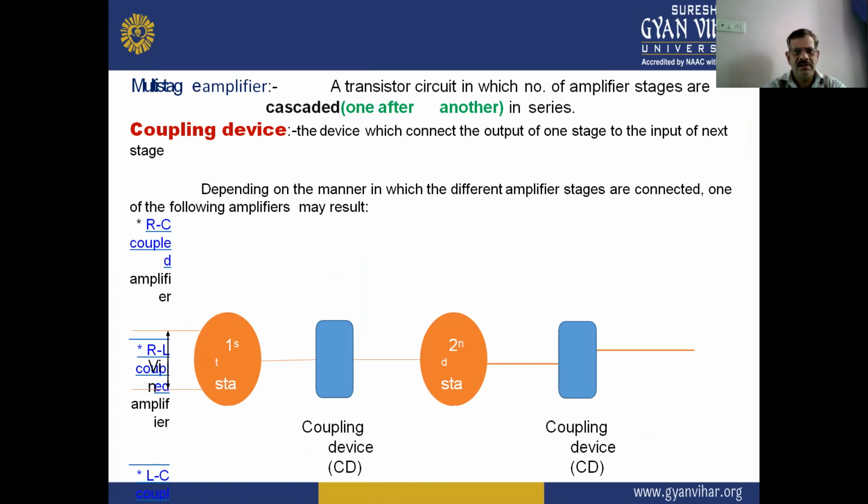Coupling device is the device which connects the output of one stage to the input of the next stage. Depending on the manner in which the different amplifier stages are connected, one of the following amplifiers may result: RC coupled amplifier and RL coupled amplifier. So between the first stage of the amplifier and the second stage of the amplifier, there is a coupling device, that is the RC network or RL network.